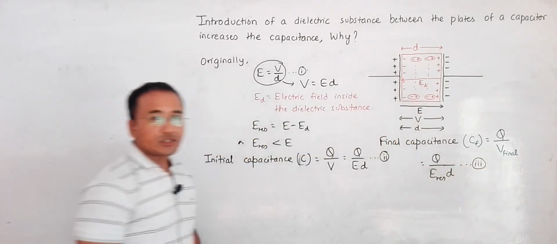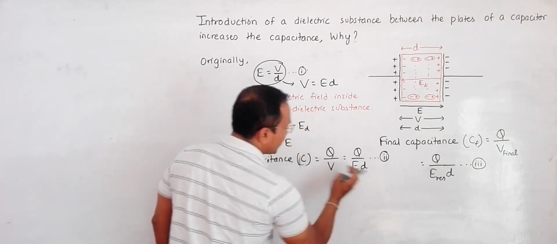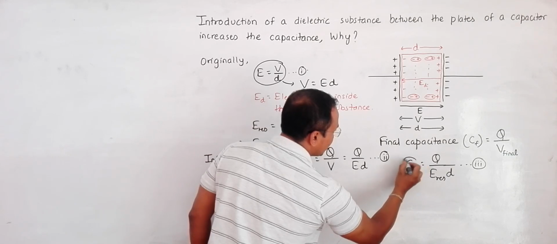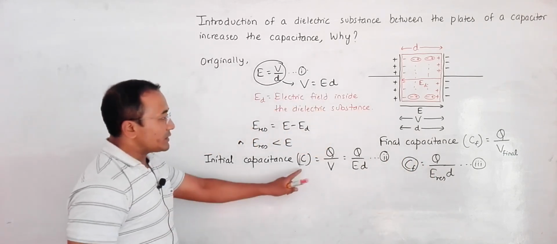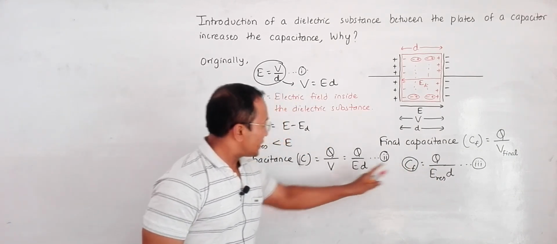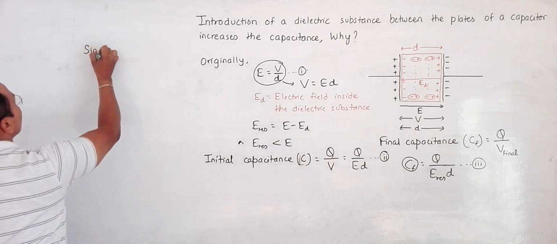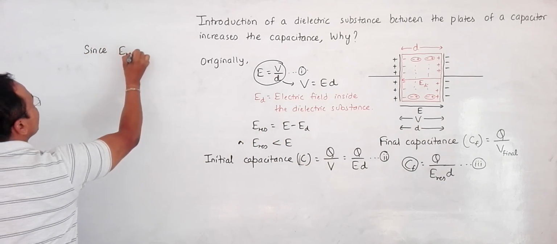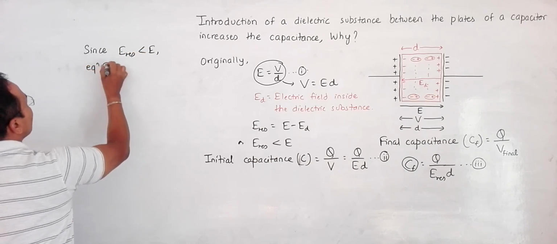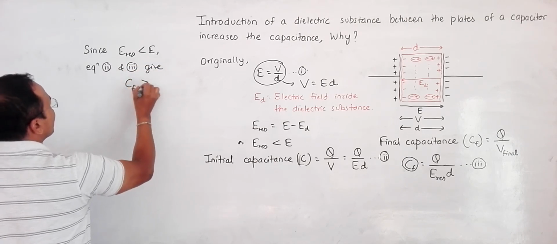If I compare these two equations, since E resultant is smaller than E, that means C final should be larger than C. If this thing is small in the denominator, this thing should be large. So I can write here, since E resultant is less than E, equations 2 and 3 give C final is more than C.